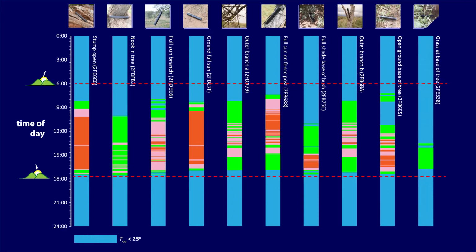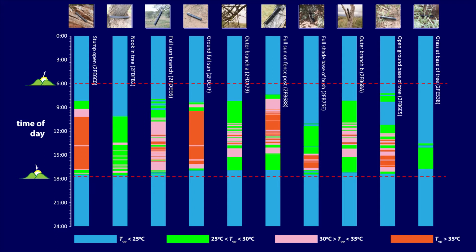I've color-coded the table entries. If the cell is green, that represents an operative temperature that is between 25 and 30 degrees Celsius. If the cell is colored pink, this represents an operative temperature from 30 to 35 degrees Celsius. And if the cell is colored orange, the operative temperature is from 35 to 40 degrees Celsius.